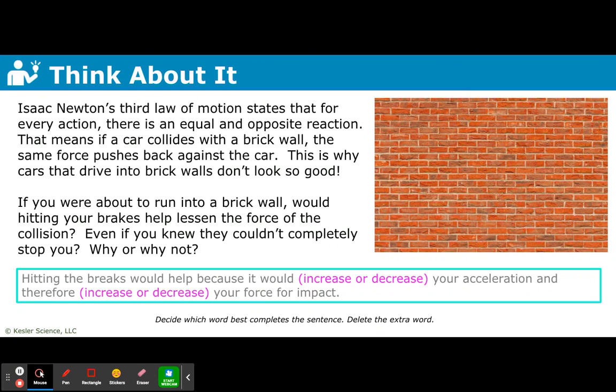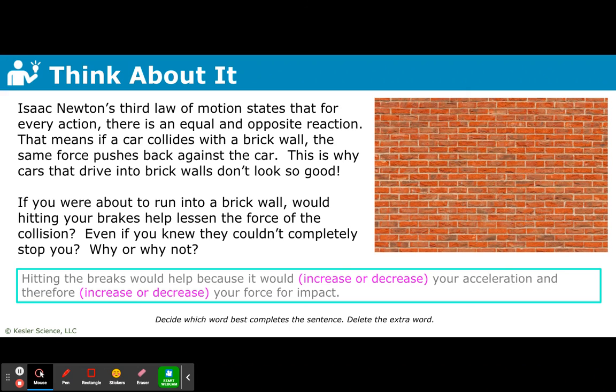Isaac Newton's third law of motion states that for every action there is an equal and opposite reaction. That means if a car collides into a brick wall, the same force pushes back against the car. This is why cars that drive into brick walls don't look so good. If you were about to run into a brick wall, would hitting your brakes lessen the force of the collision, even if you knew it wouldn't completely stop you? Why or why not? Put your answer here in the box.